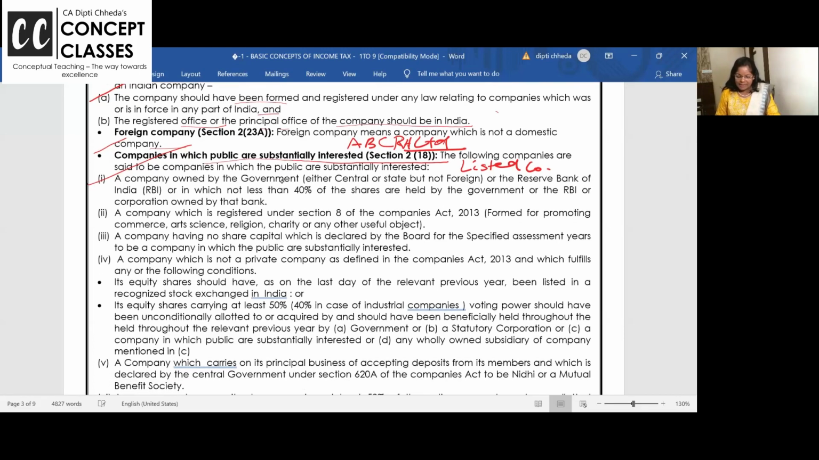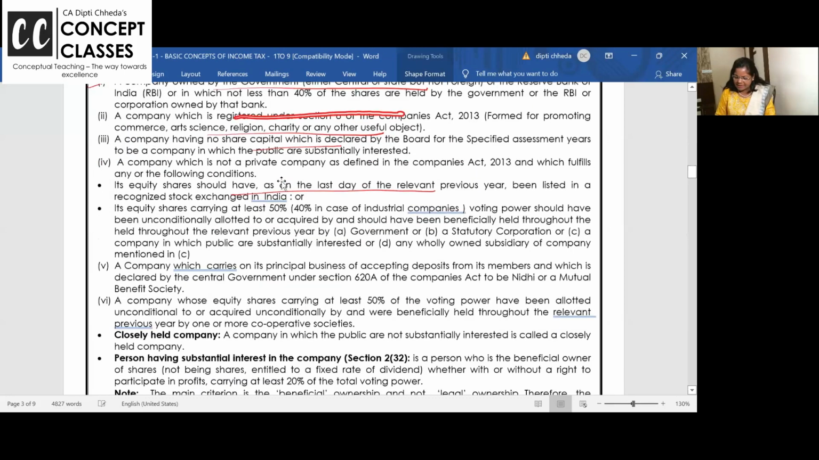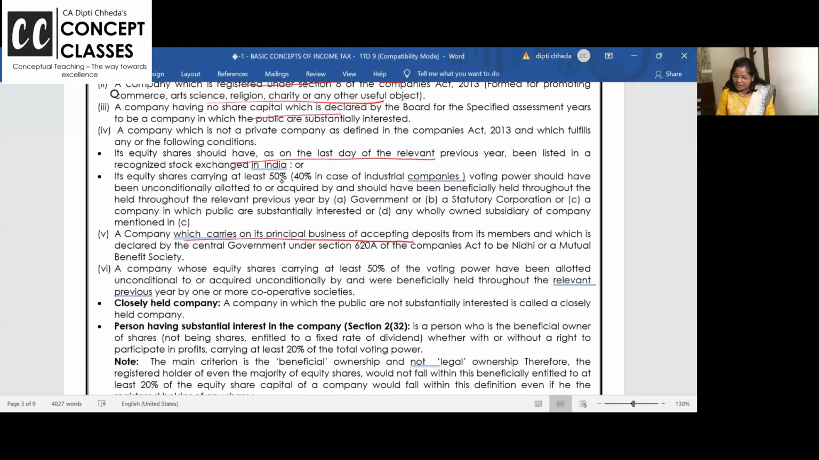So listed companies, or government companies, or companies registered under section 8, like societies, trusts and orphanages, special companies which can work without share capital, and those whose equity shares are listed, or a company which accepts deposits, like mutual funds, Nidhi companies and all. Tomorrow I'll start the class. If I miss out, remind me. I'll talk about what a mutual fund is and how it works.